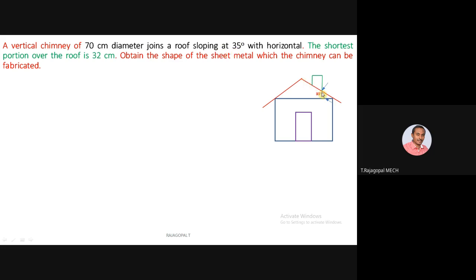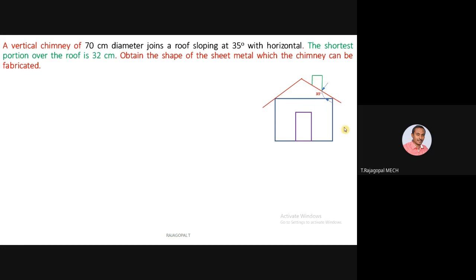This is the slope of the roof. The slope of the roof inclination is 35 degree. The shortest portion over the roof of the chimney is 32 centimeter. If you check, this green is the chimney. The shortest portion over the roof, this distance alone, is 32 centimeter. Now, you may clearly understand there is no axis height given in this question. They never said what the section plane inclination is, and also they never said what the height of the cylinder is. So you have to apply your concept, then you have to identify.